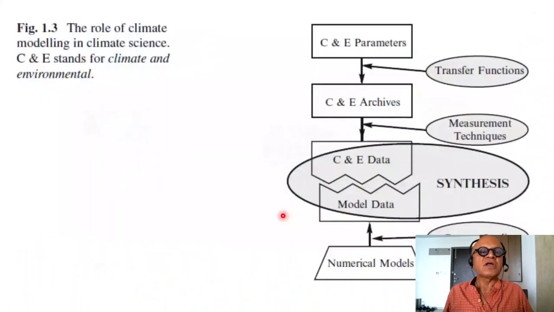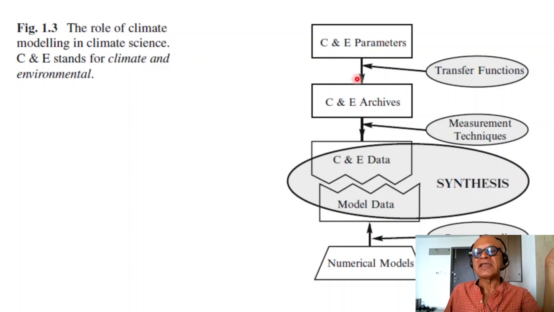This is what the climate models are doing. What is the role of the climate models? This is kind of a schematic that Tom Stoker provides here. Role of climate modeling in climate science. So climate and environment. So we have climate and environmental parameters like temperature, humidity, rainfall, whatever else you can, winds, all right.